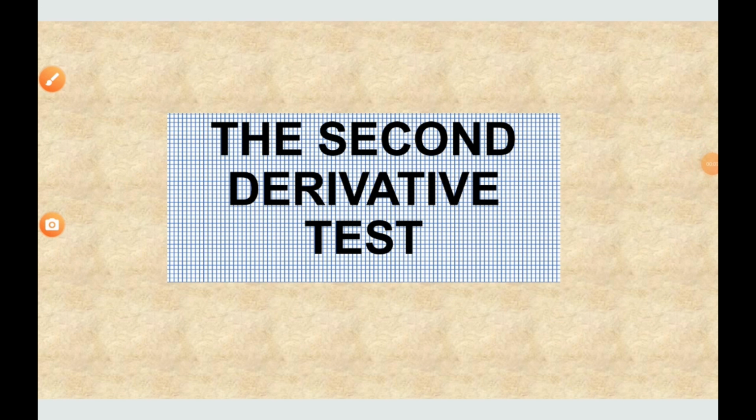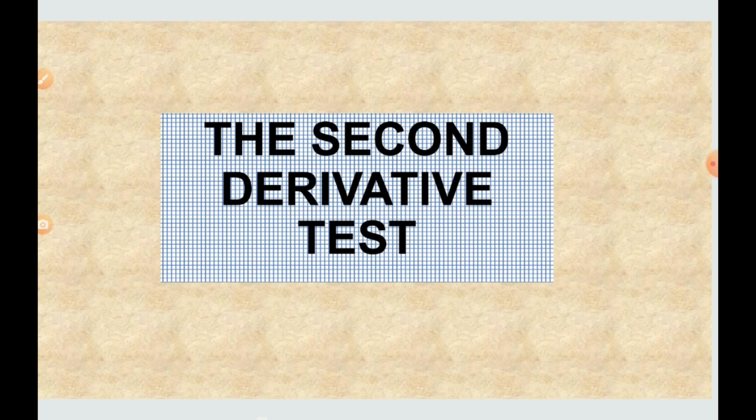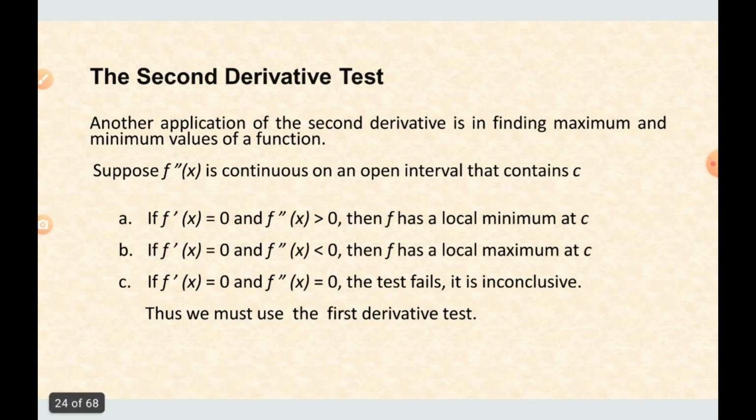Okay, now we move to the next part, that is the second derivative test. Another application of the second derivative is in finding maximum and minimum value of a function. Suppose f prime x is continuous on an open interval that contains the point C.